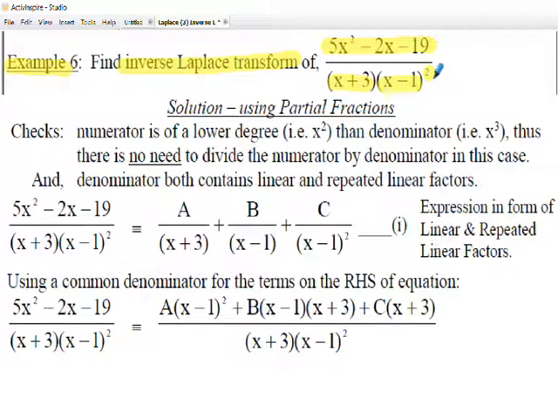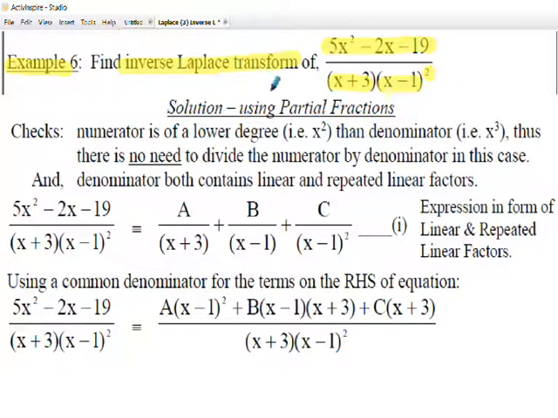Again, doing our quick checks, the numerator has to be lower order than the denominator, which it is, because on the numerator I have an x squared, and if you expanded the brackets on the denominator, you would find we get an x cubed, so that's definitely true. And we can see quite clearly the denominator of the fraction has already been factorised. So our checks are complied here.